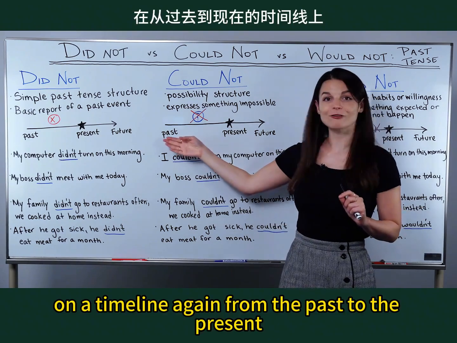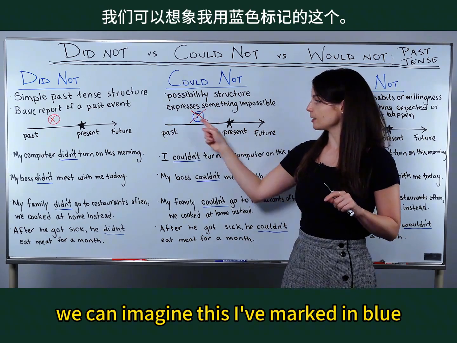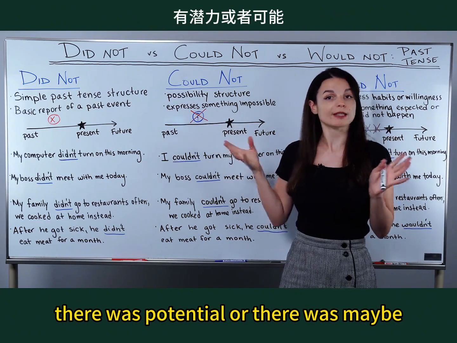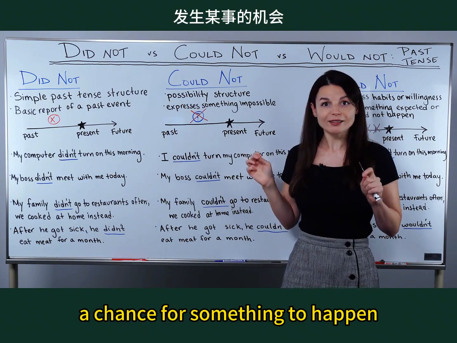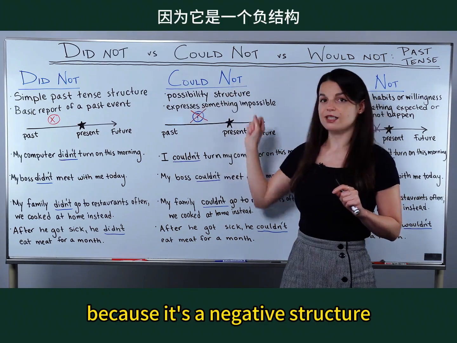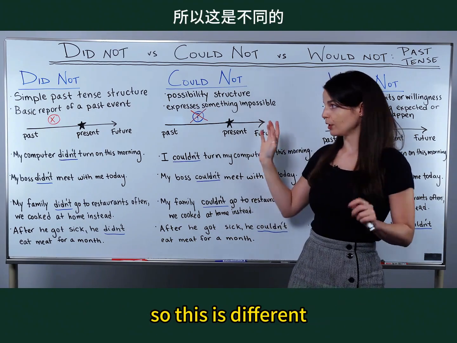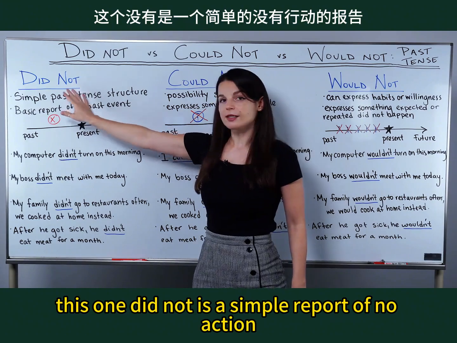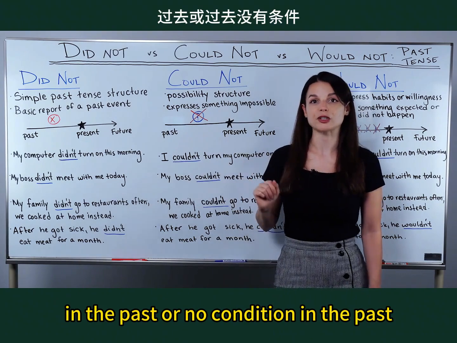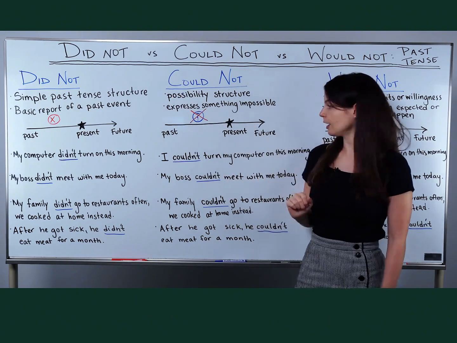On a timeline, again from the past to the present to the future, we can imagine this, I've marked in blue, we can imagine this as something that was possible, there was potential, or there was maybe a chance for something to happen, but in the past, because it's a negative structure, it was actually not possible. So this is different. This one, did not, is a simple report of no action in the past, or no condition in the past. This is a report of something that was not possible in the past.